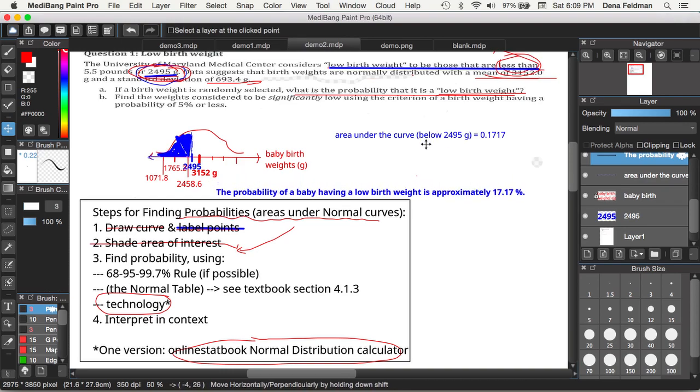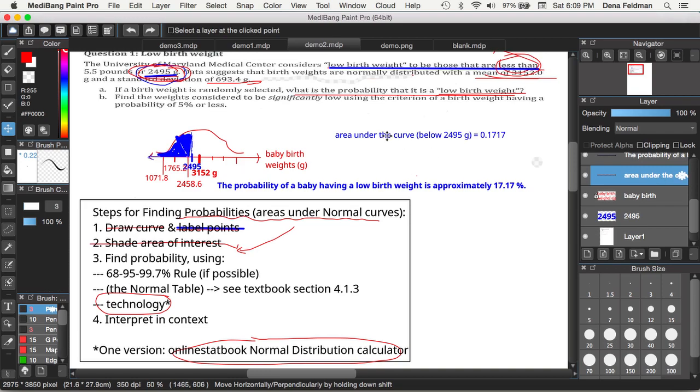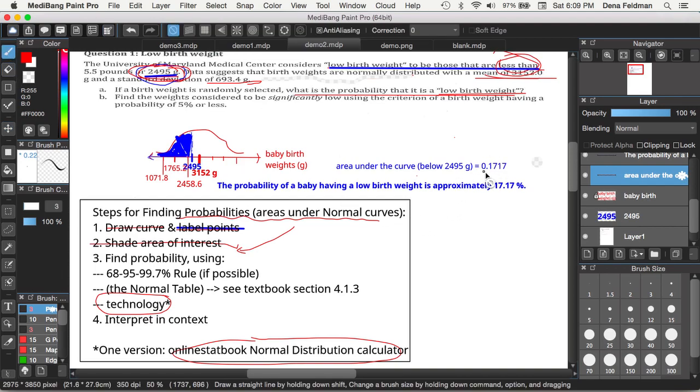So the area under the curve is 0.1717 according to our calculator, or you could calculate it with a different type of calculator. I used the online calculator. It gave me this number. And once I've been able to do that, I've basically answered find the probability. Find the probability using technology. Great. I did, and I answered step 1, step 2, step 3. So my check marks.